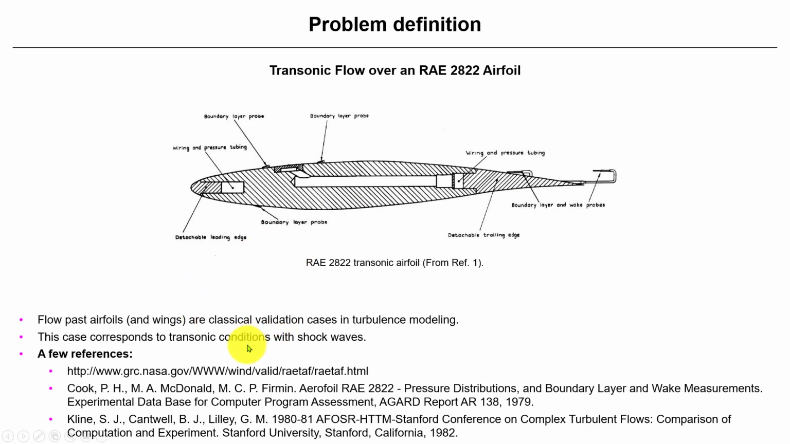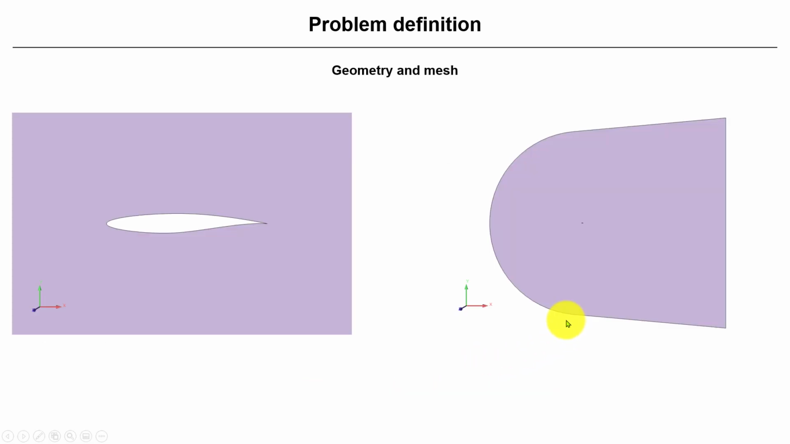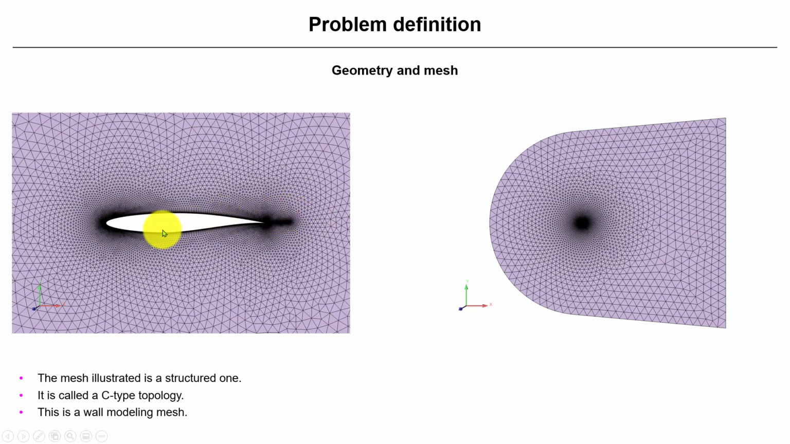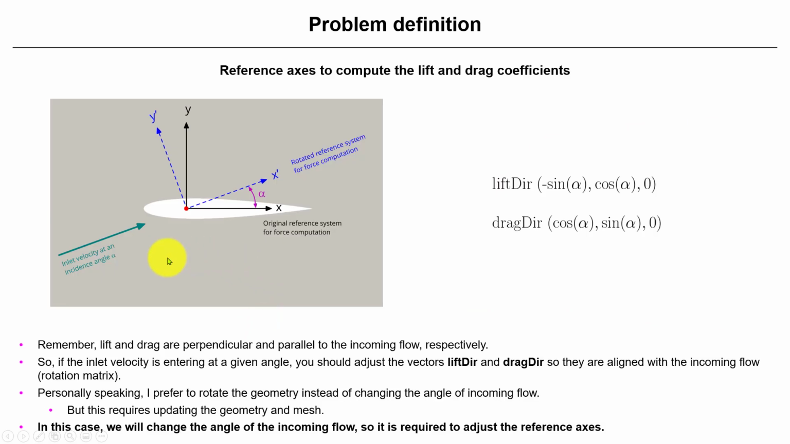Here we have a few references, so you can visit these links or download these papers, they are all available. This is the geometry that we have, our airfoil. Now we have a C domain, C topology, and this is our mesh, an unstructured mesh. We have our inflation layer close to the airfoil, and a triangular mesh with a nice transition. The case is wall modeling, by the way. Later we're going to see a little bit more about that.